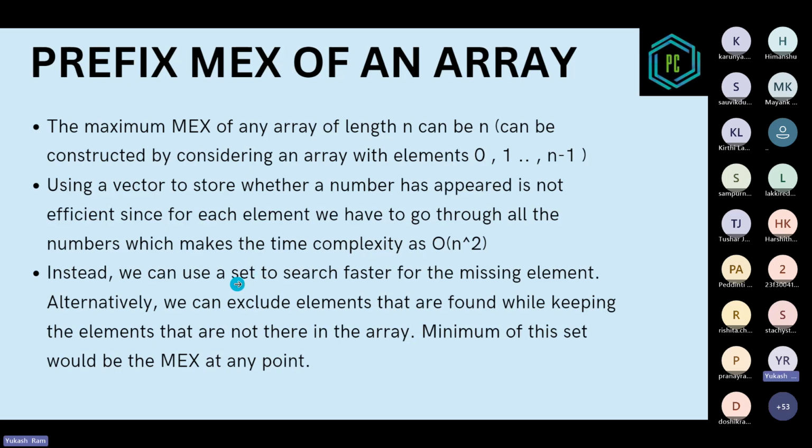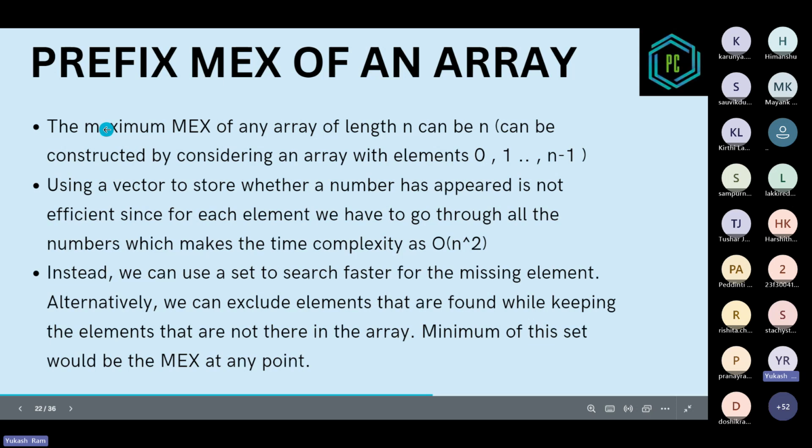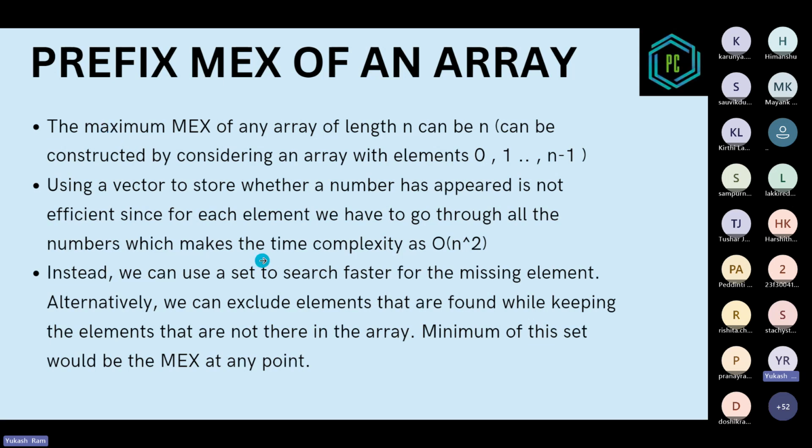Or in another way, what we can do is we'll create a set with n elements, with numbers from 0 to n. Now whenever we find an element in the array, we exclude that element from the set. So the set will contain only the elements that are the possible candidates for the mex. And the minimum of the set would be the mex.